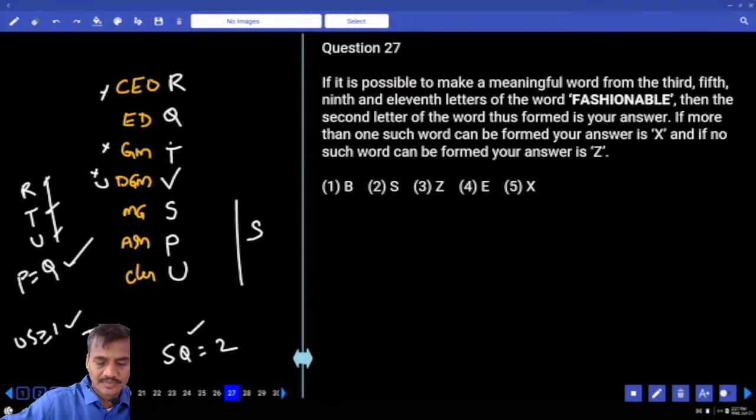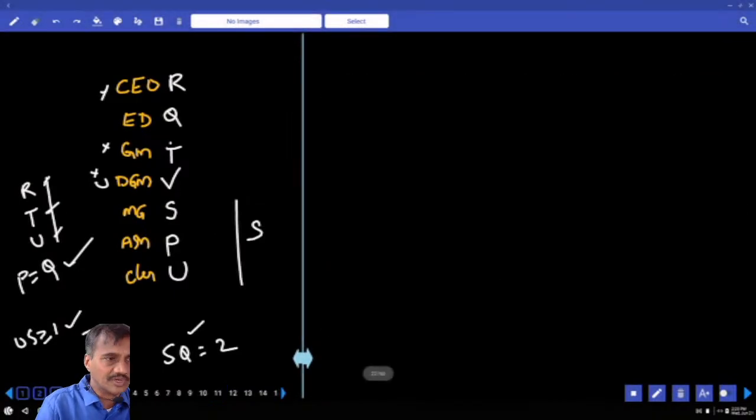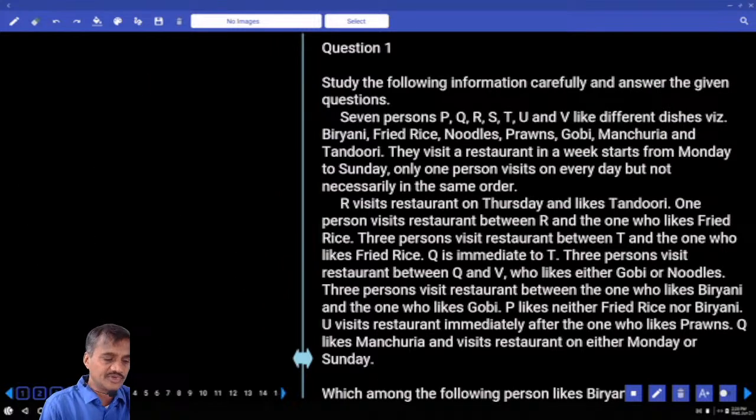The next one. Now we have done up to question number 26, right? Then let's move on to RRB PO prelim. Now in this RRB PO prelim, coming to question number 1. Question number 1 onwards. Yes, open your papers. RRB PO prelim, paper number 60. The remaining questions let's work out afterwards.